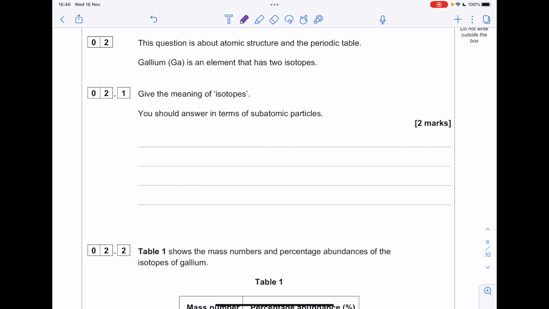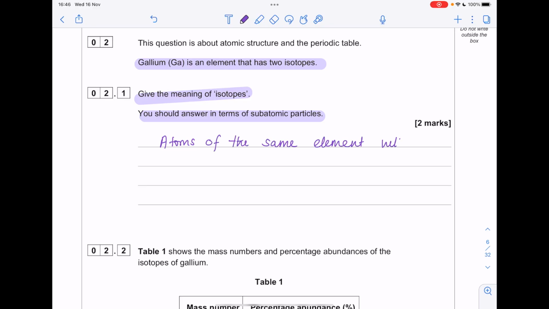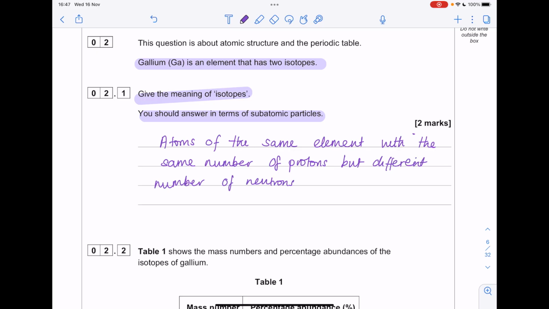This question is about atomic structure in the periodic table. Gallium is an element that has 2 isotopes. Give the meaning of the term isotope. Give your answer in terms of subatomic particles. You must learn these definitions off by heart. So an isotope is atoms of the same element with the same number of protons, but different number of neutrons.